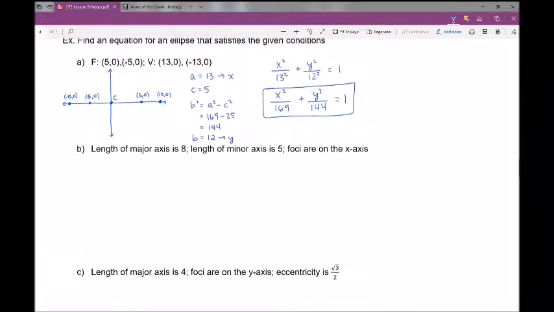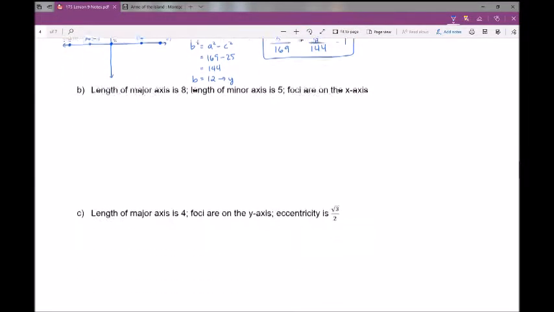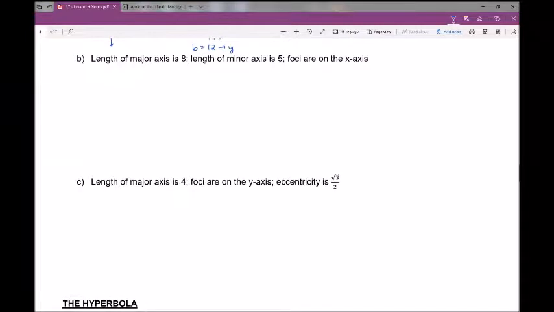Okay, let's look at the next example. So we have the length of the major axis is 8, the length of the minor axis is 5, and the foci are on the x-axis. So once again, let's draw a picture.